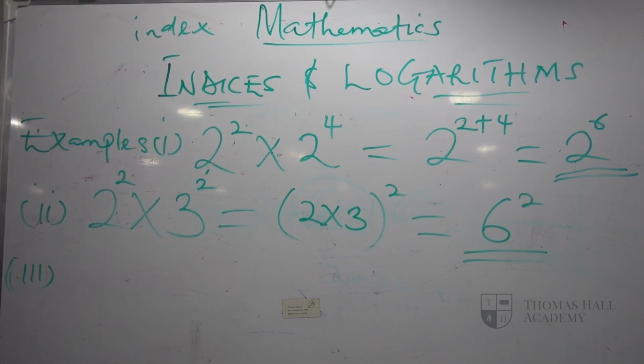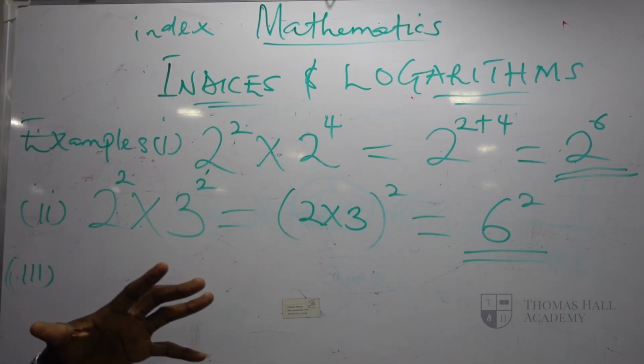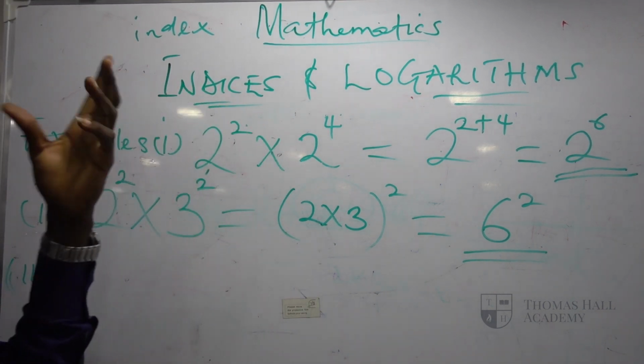What this multiplication rule simply says is that when we have multiplication between two numbers or more, we are supposed to add the powers.